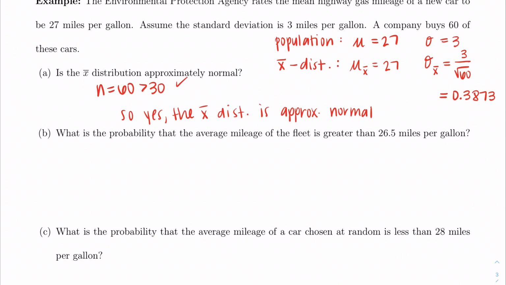Part B is asking us to find the probability that the average mileage of the fleet is greater than 26.5. Because this is asking about the average mileage of the entire fleet, we know we're looking for the probability that the sample mean is greater than 26.5.